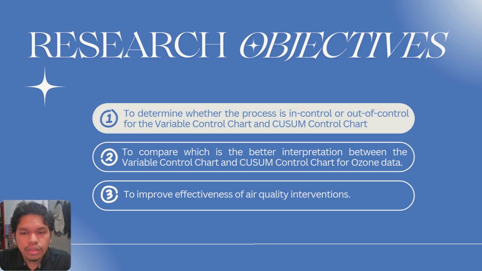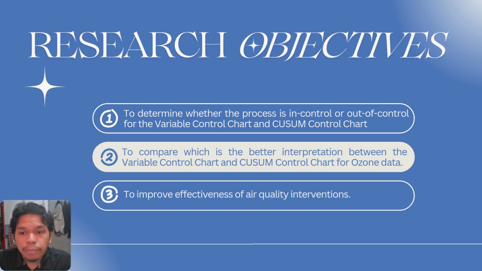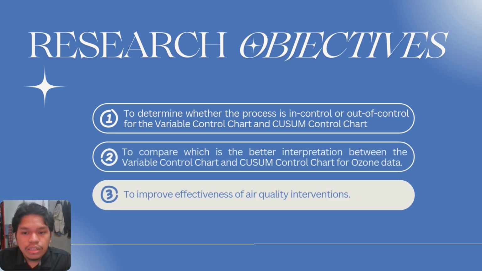Research objectives. First, to determine whether the process is in control or out of control for the variable control chart and CUSUM control chart. Number two, to compare which is the better interpretation between the variable control chart and CUSUM control chart for ozone. Number three, to improve the effectiveness of air quality intervention.